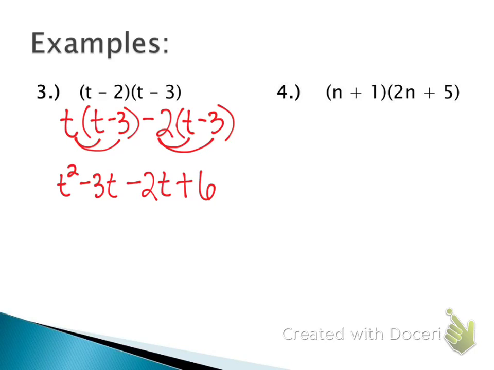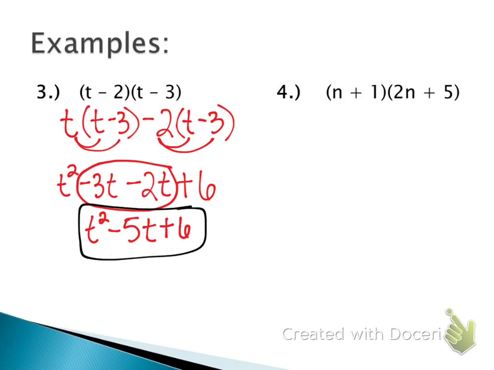Now we're ready to do what? Combine like terms. Danielle, what terms are getting combined? Good. And when I combine those, what do I get, Danielle? Wonderful. They're both negative. So we combine them and it stays negative. What about all the other stuff? Stays the same. T squared stays the same, and the plus 6 stays the same. Can anything else be combined? Nope. So we are finished with number 3.